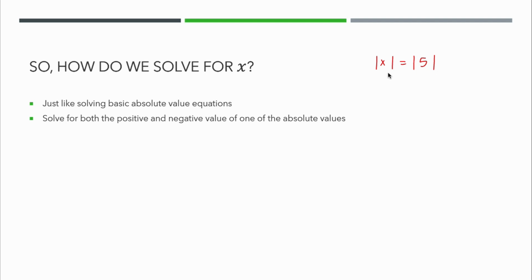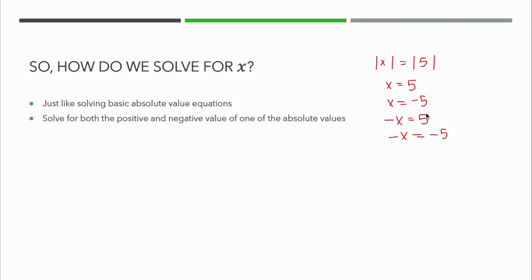One is that both of these are positive, so x is equal to 5. One of these is negative, so x is equal to negative 5, or negative x is equal to 5. Or both of these are negative. Negative x is equal to negative 5.